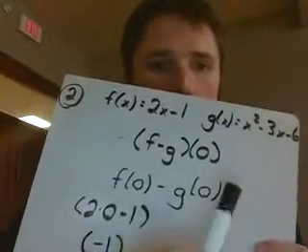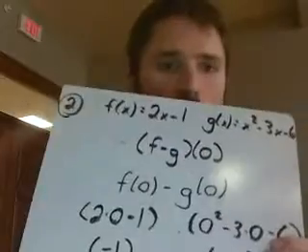Now let's calculate g of 0. If I plug in a 0 for x in the g of x equation, I get 0 squared minus 3 times 0 minus 6. And if I apply order of operations, 0 squared is just 0, minus 3 times 0, and that's 0, minus 6. Well, 0 minus 0 minus 6 is negative 6. Okay? So the whole thing turns into negative 6.